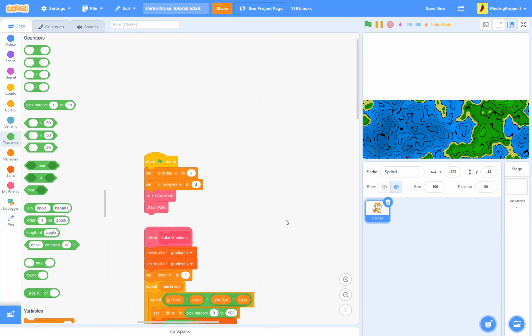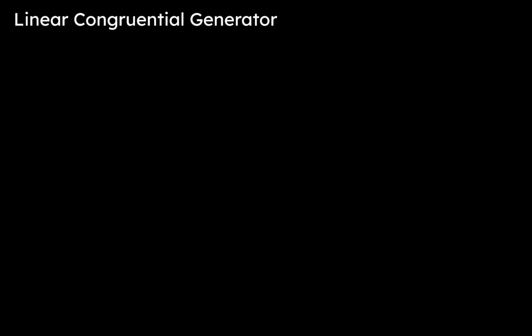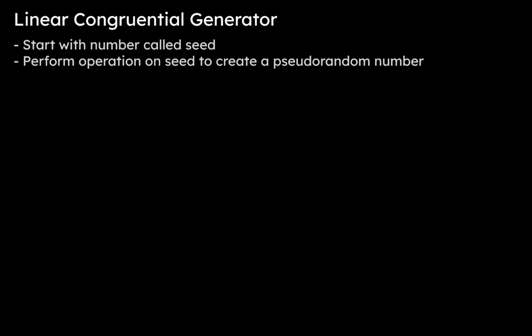Let's briefly talk about the pseudo-random number generator we'll be using and how it works. To get our pseudo-random numbers, we'll be using an algorithm called a linear congruential generator. This is a very simple type of pseudo-random number generator. We start with a number called the seed, and we want to make sure that when the seed is the same, the random numbers generated are also the same. So we'll perform a specific operation on our seed to create a pseudo-random number.